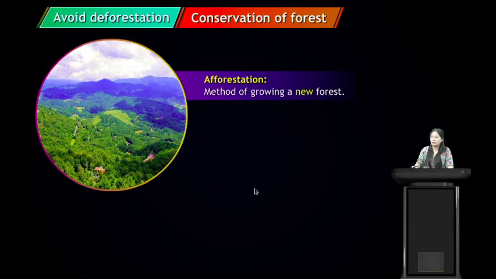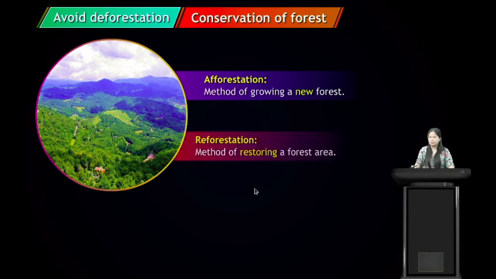The first is afforestation. Afforestation is the method of growing a new forest. That means planting trees in an area where there was no forest before. So we are growing a new forest, and this process is known as afforestation. There is another method to avoid deforestation, that is reforestation. If we have already cut down trees, we can also restore that forest area by planting trees in that area. So this method is known as reforestation, the method of restoring a forest area.